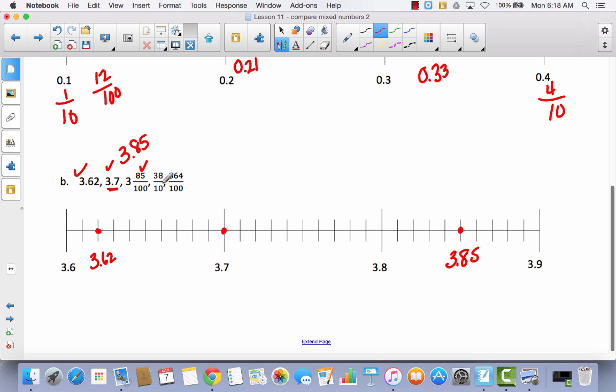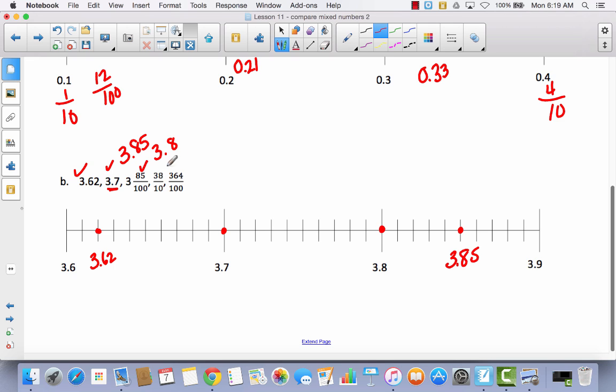Okay, so now this one is written as an improper fraction. So if I thought to myself, how many 10 tenths are in this? Well, there would be 3, and I would have 3 8 tenths, or 38 tenths. So that's already here, so we just have to mark it.